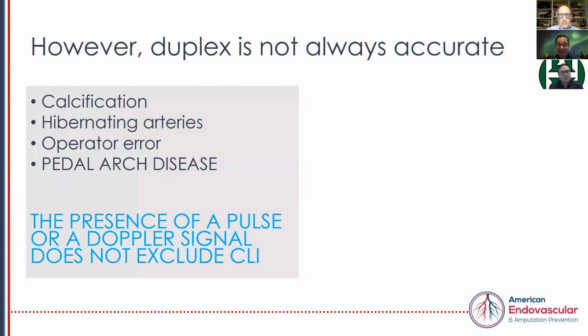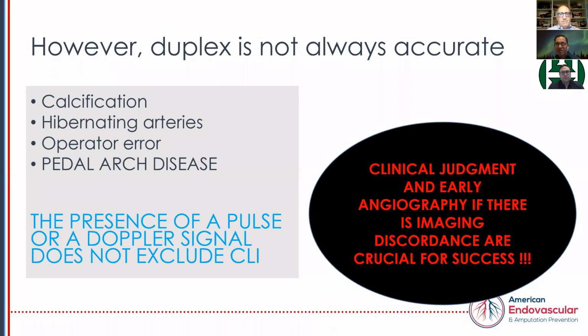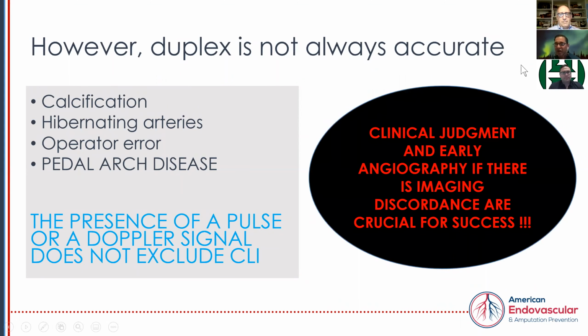And I think it's important to point out, and we're going to see a case, that a take-home lesson is that if you have a pulse or a Doppler signal, it doesn't mean you don't have CLI. If a patient comes in, you can hear a very strong DP pulse, but the wound is in the heel. That obviously doesn't exclude critical limb ischemia because of the presence of potentially compartmental ischemia or regional ischemia in the foot, which again is very important.